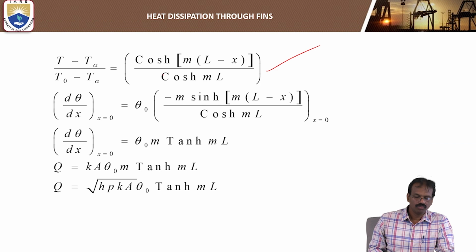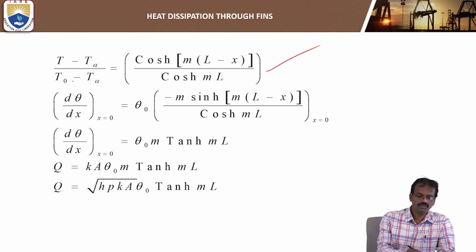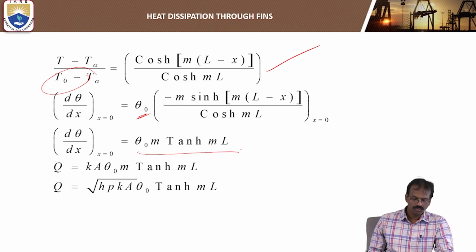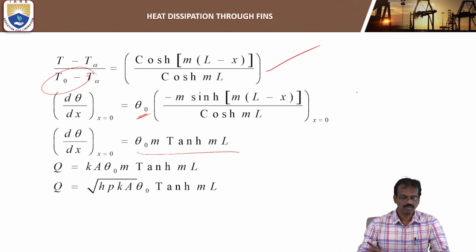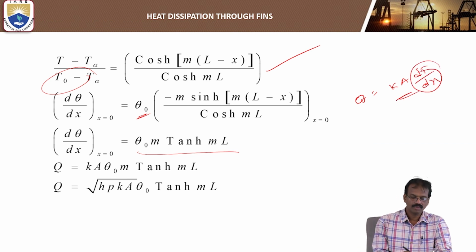Okay. So if you derive this one, the derivative with respect to x, d theta by dx, is equal to theta naught into minus m into sinh ml. Then the derivative value is equal to this one. Then you know that according to the conduction formula, q is equal to Ka into dt by dx. If you substitute here, then we will get the formula for the rate of heat transfer.